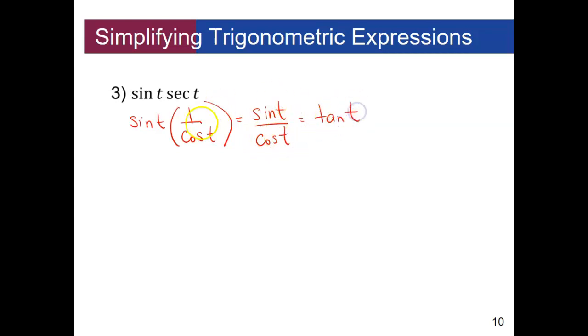One thing with this is that you should think of this as a proof. You're proving that sine t secant t is going to simplify to be tangent of t. So it's not enough to just write down tangent of t. You have to verify this for me. So these steps are part of your answer, okay? Your answer is not just tangent of t, it's everything in between this step and this step. So make sure you're writing everything out.